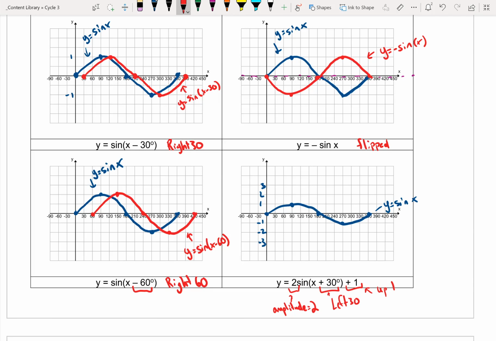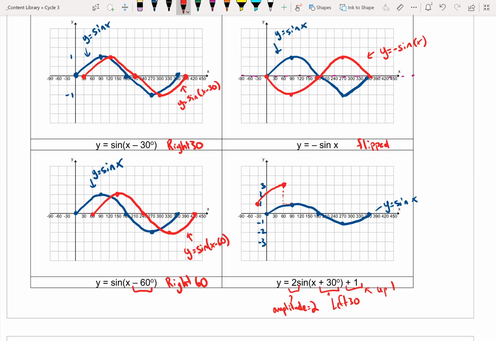So again, I'm going to start with my first point, and I'm going to apply the transformations to that. I know that I have to move it left 30 and up 1. So I'm going to go over 30 and up 1. I don't need to apply the amplitude because the midpoint doesn't apply for the amplitude. The next point does. So I move left 30, up 1. But because it has an amplitude of 2, I actually have to move it up 1 more. Now this gives this first part an amplitude of 2 because it goes from 1 to 3.